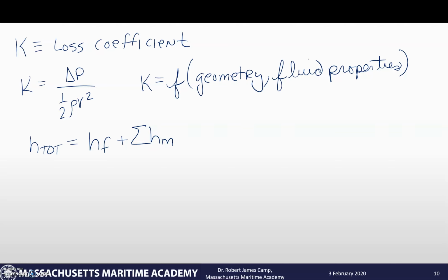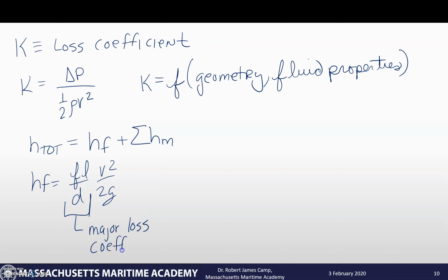In fact, when you look at the equation for HF, the Darcy-Weisbach equation, the way that it's set up is that first term, FL over D, then you multiply it by V squared over 2G. This FL over D is sometimes referred to as the major loss coefficient, and it's a dimensionless parameter. And our minor loss coefficient will also be a dimensionless parameter. So we'll be able to add those things together.